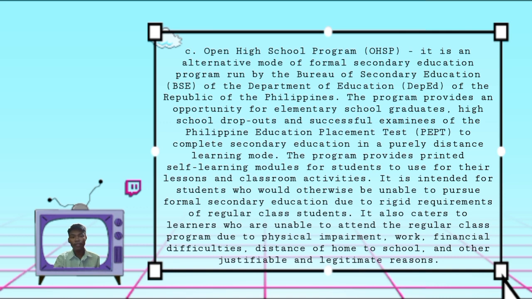The program provides printed self-learning modules for students to use for their lessons and classroom activities. It is intended for students who would otherwise be unable to pursue a formal secondary education due to rigid requirements for regular students. It also caters to learners who are unable to attend regular class programs due to physical impairments, work, financial difficulties, distance of home to the school, and other justifiable and legitimate reasons.